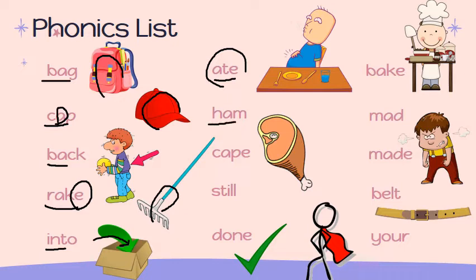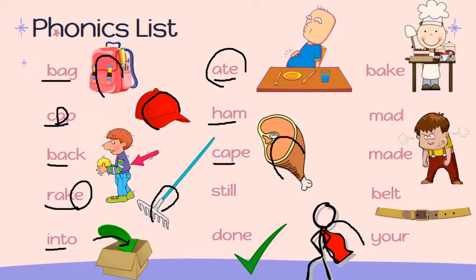Now we have the word ham. Ham. We can hear the short A sound in the word ham. This is a ham. Now we have the word cape. C-ape. This is a cape. It's a short cloth worn from the head and neck, okay? So this is a red cape. We can hear the long A sound in the word cape.